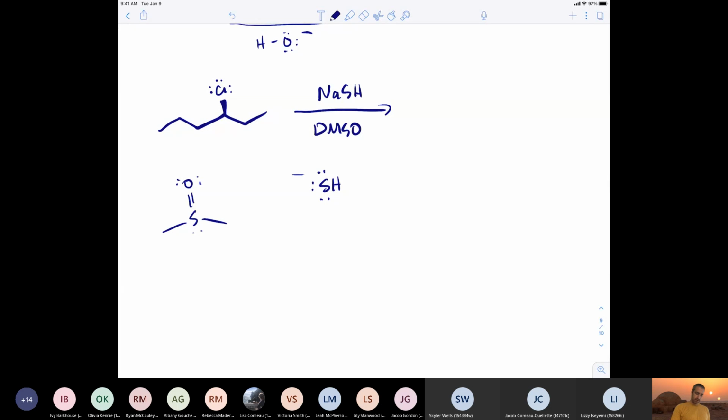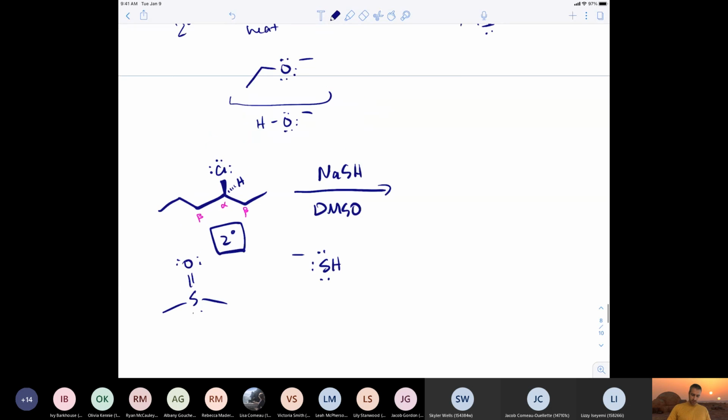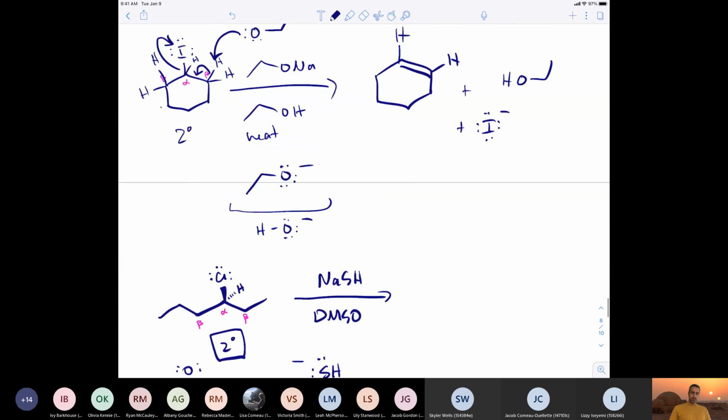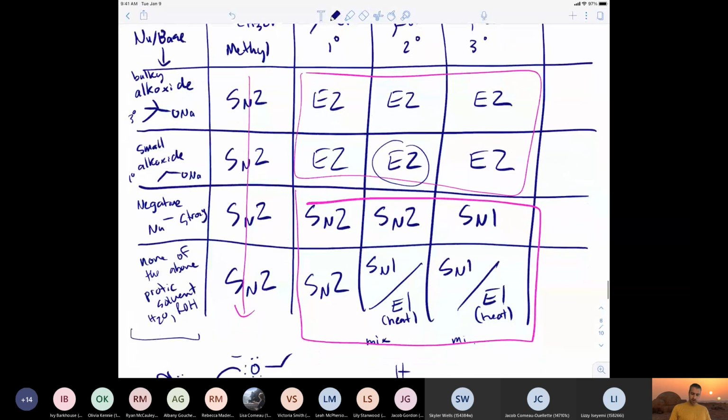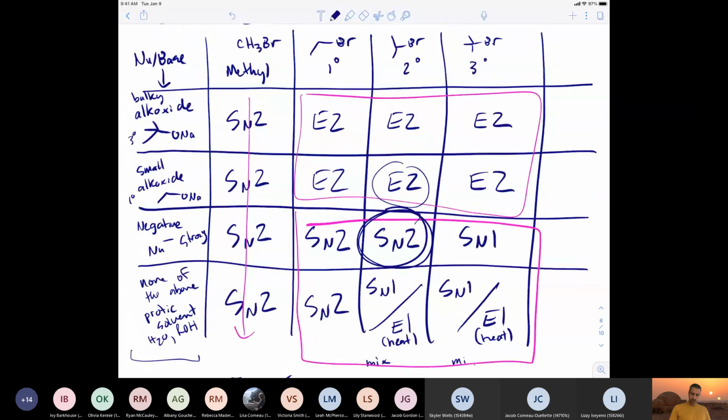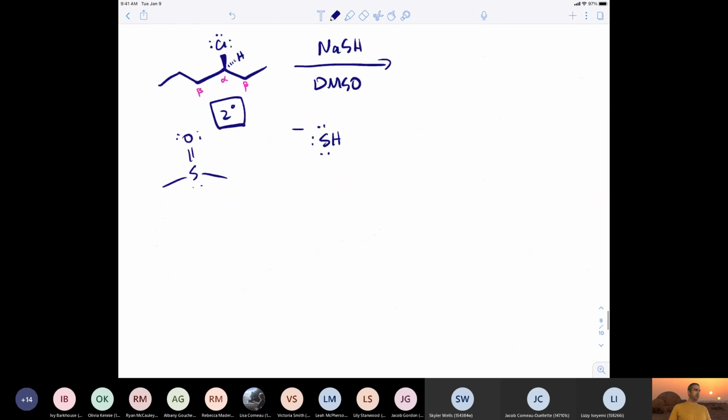Our starting compound there, what kind of alkyl halide is that? We've got 1 alpha and 2 betas. We would say this is what? Yep, secondary. Good. So let's go up, see what we got for a strong nucleophile and secondary. Strong nucleophile and secondary up here at SN2. Great. No pesky elimination to worry about.